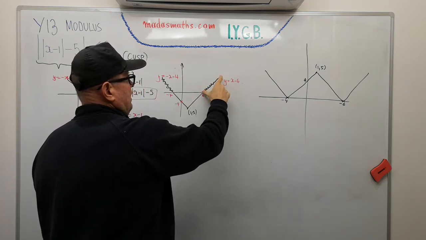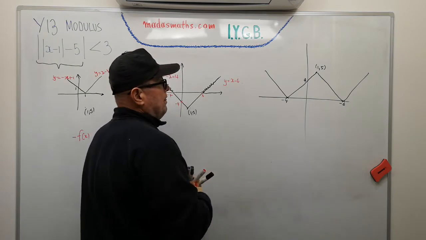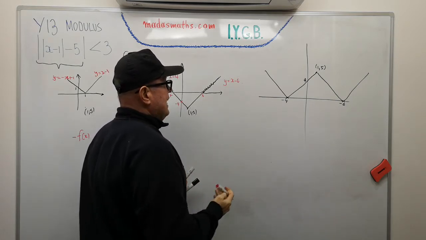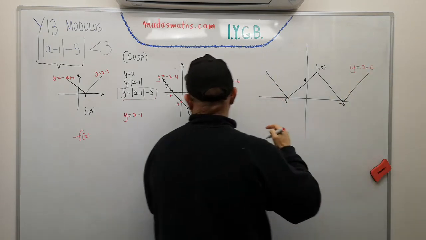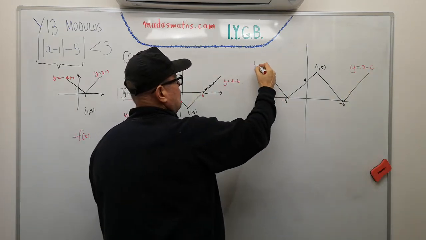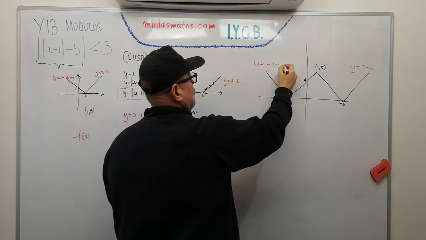First of all, this part is there. It hasn't changed in any way. Therefore, the equation of this line segment will be y is equal to x minus 6. And similarly for this one, that is y is equal to minus x minus 4.